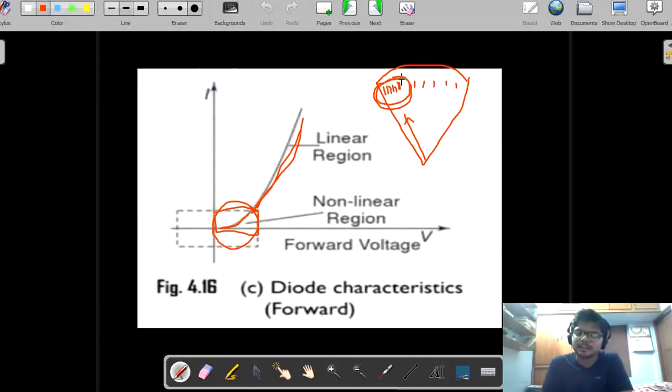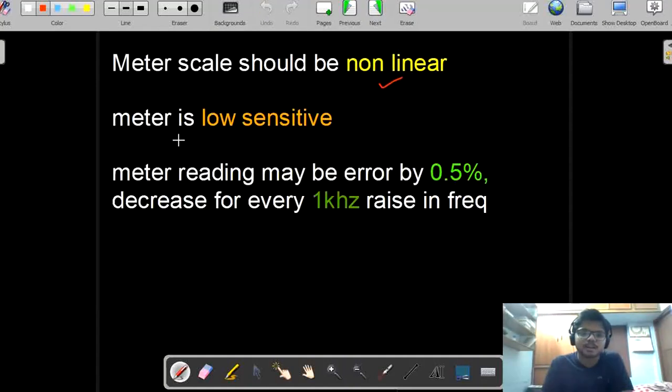It is having a non-linear group here and some values which are at a certain distance from here. This is called a non-linearity. Okay. My meter is low sensitive. If my meter is low sensitive, it can measure the smallest changes that is given in the input. Okay. Meter reading may be an error of 0.5%. This is the maximum error that my meter can produce.